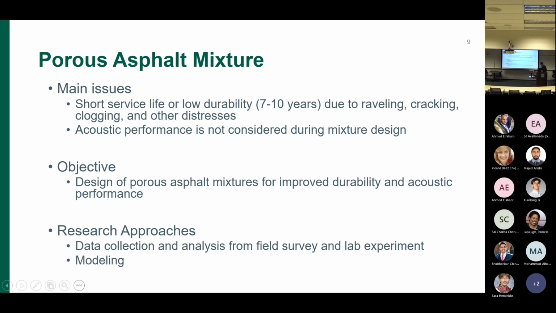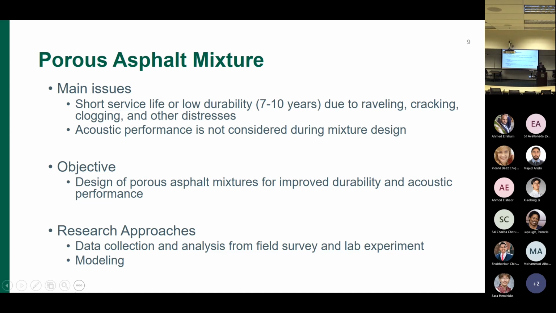So the objective of the research done by me and my team over the last 10 years is mainly to design porous asphalt mixtures to improve durability, so they can last longer, and also with consideration of the acoustic performance, so that we want the pavement surface to achieve a high level of quietness.